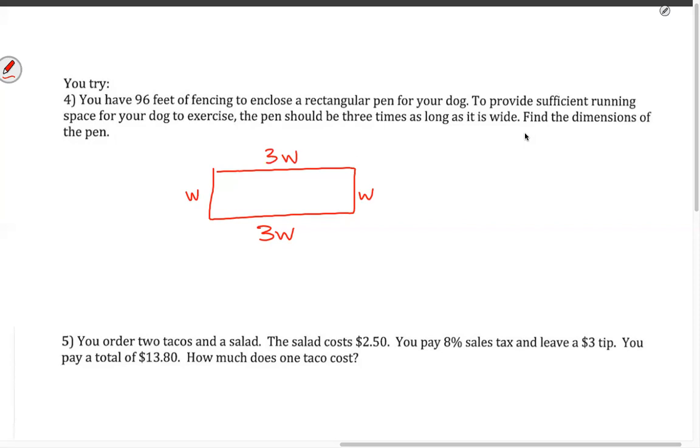Now, John, how many feet of fencing do I have? What is that going to represent, John? Perimeter, very good. John said the perimeter because that's the distance around. Now, the distance around a rectangle, well, that's pretty easy because we just add up all the sides. So we're going to start here and write W plus 3W plus W plus 3W.